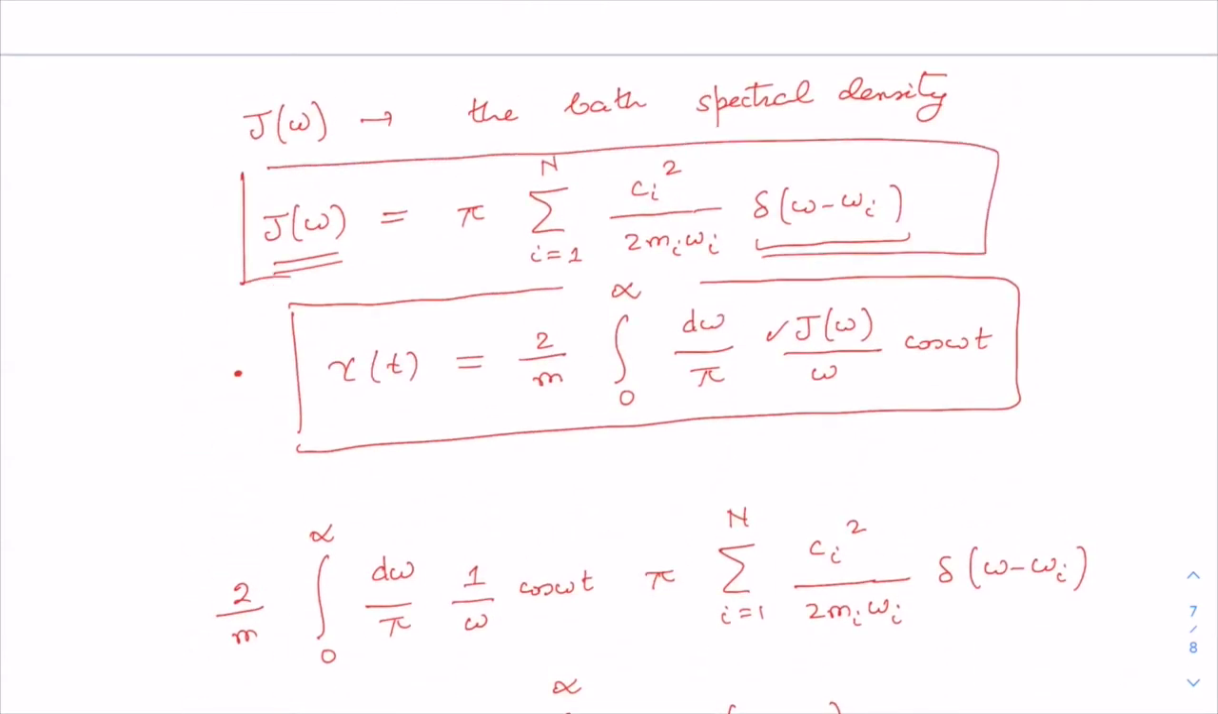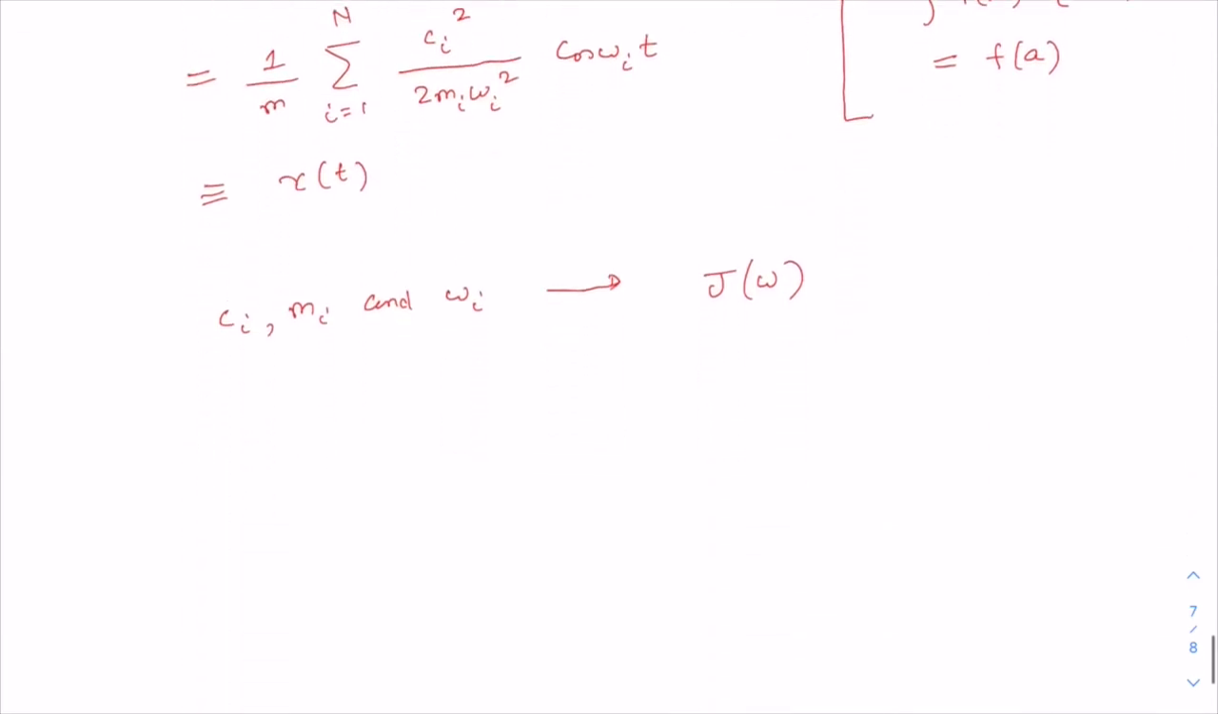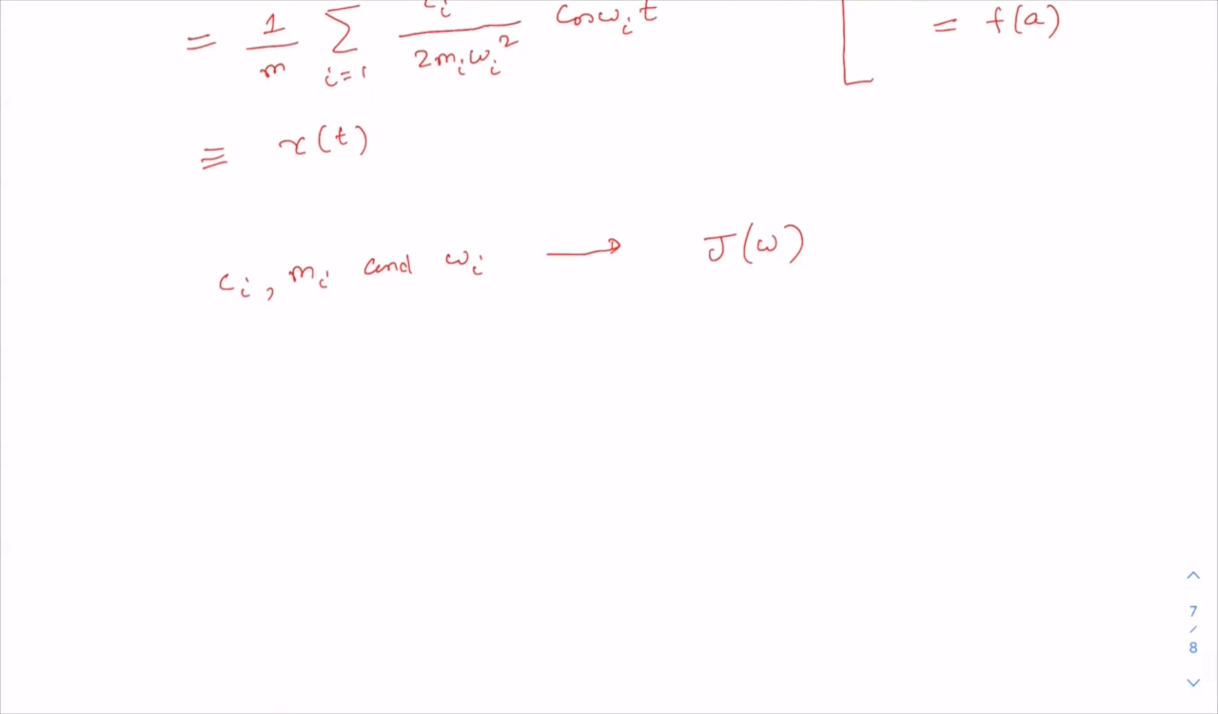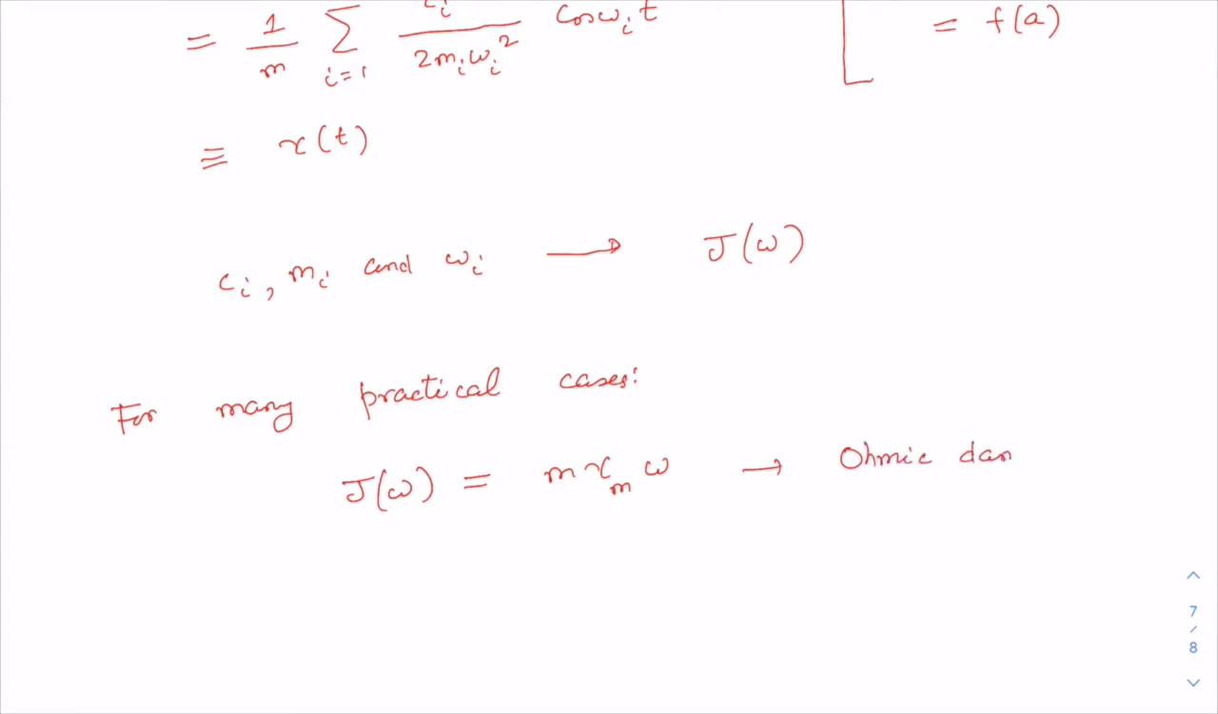This function is very important, and it is called the bath spectral density. For many practical cases or realistic situations, this function can be chosen as J of omega equals m gamma m omega, and this is termed ohmic damping. This is called ohmic damping. Its significance will be clear very soon to you.